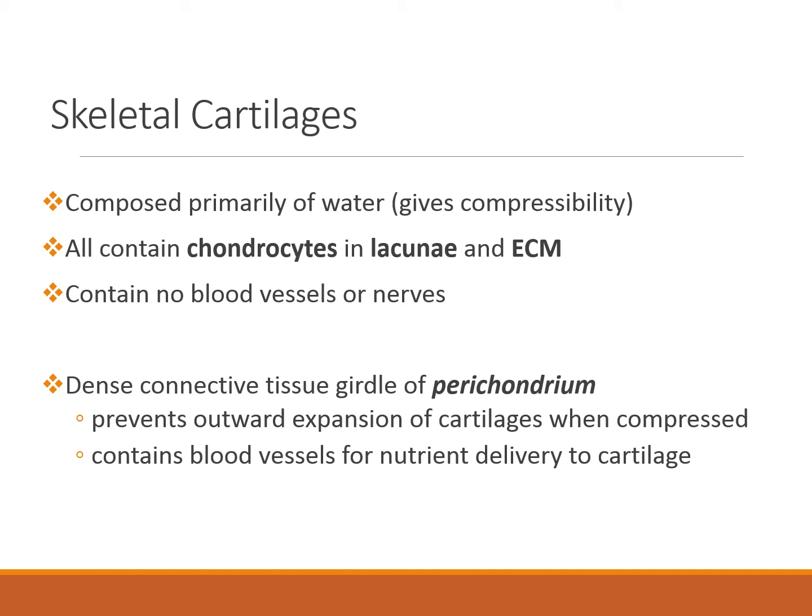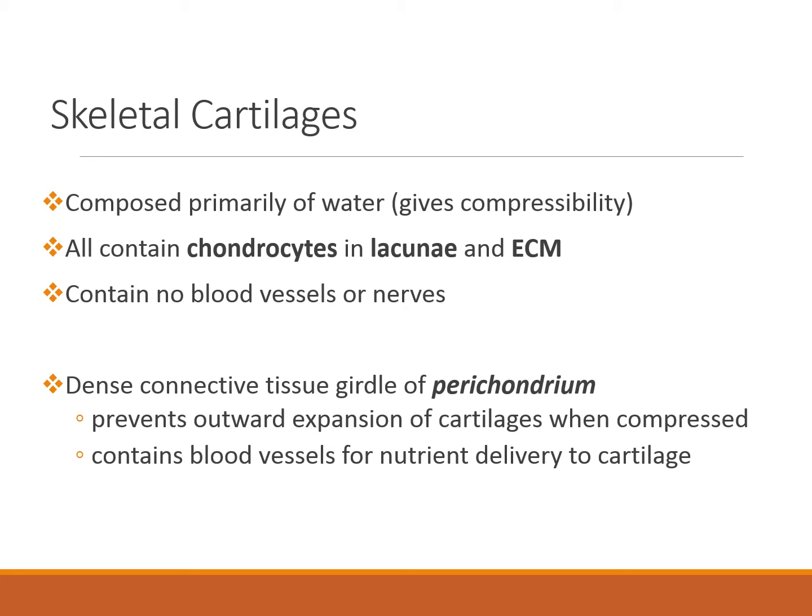Your skeletal cartilages are composed primarily of water. This gives them compressibility. They all contain chondrocytes. Remember, chondro means cartilage and cyte means cells, so chondrocytes are cartilage cells, in lacunae, these holes. And those holes are surrounded by extracellular matrix, or ECM.